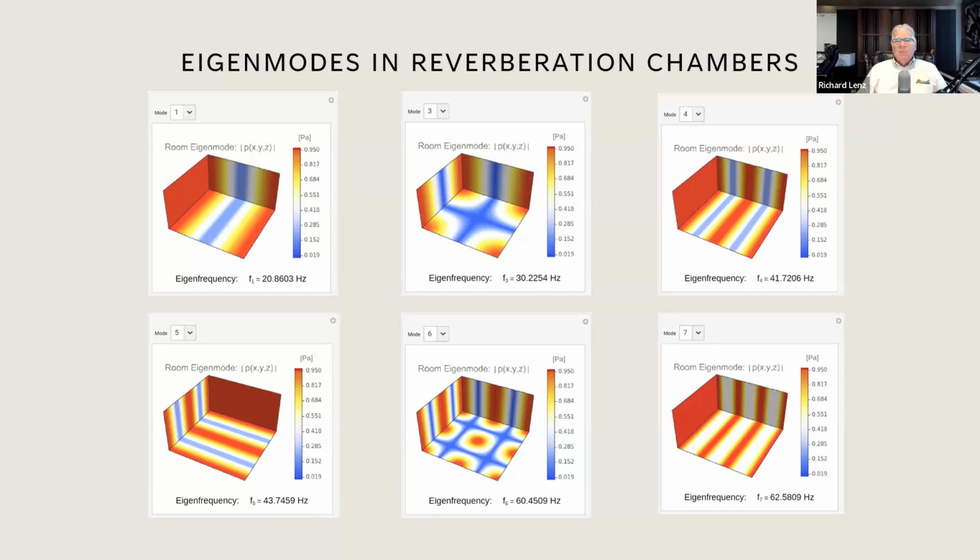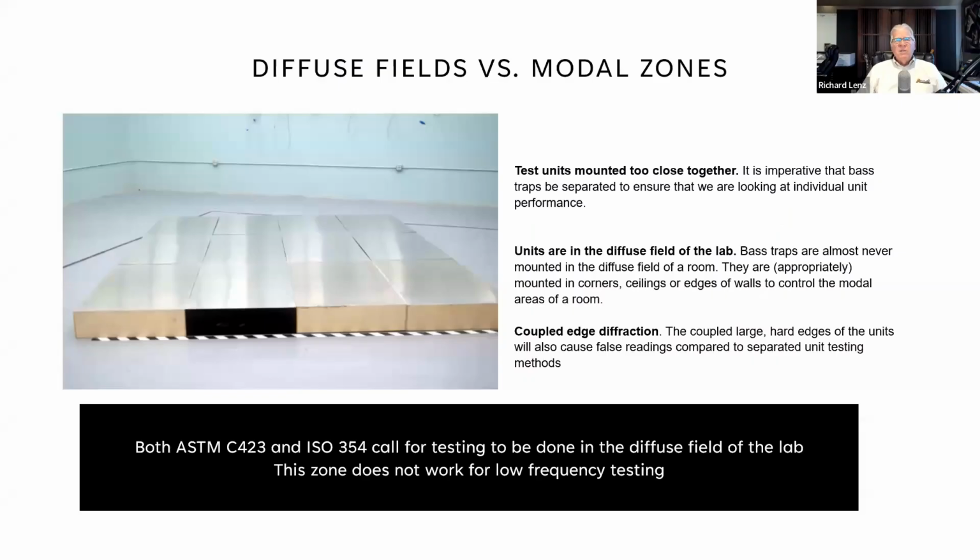So just the opposite applies for testing low frequency. We want to be in the modal zones, not in the diffuse field, because the diffuse field doesn't give us appropriate information, as you will see. So this is an experiment we ran with our 3248 model, which is 32 inches by 48 inches.